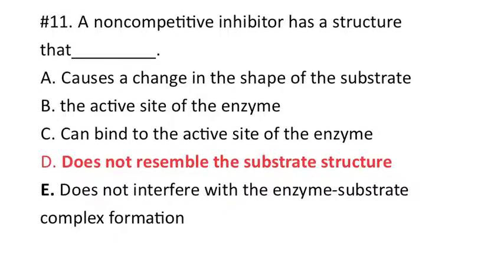A noncompetitive inhibitor has a structure that blanks. So let's begin by defining the definition of a noncompetitive inhibitor. A noncompetitive inhibitor is a molecule that binds to an enzyme somewhere other than the active site. Therefore, this rules out answers C and E.